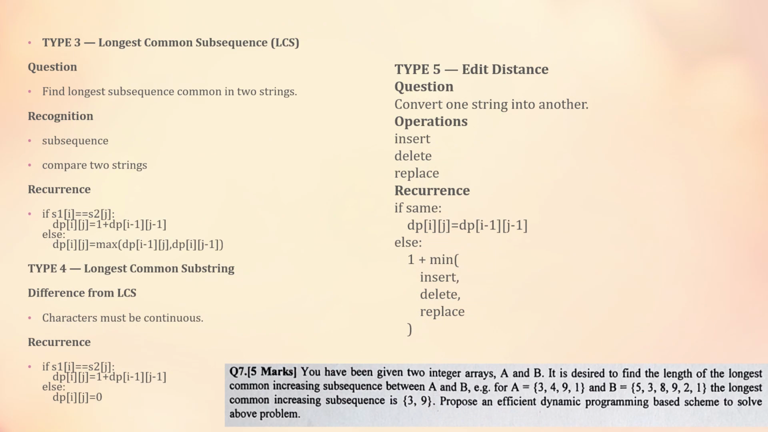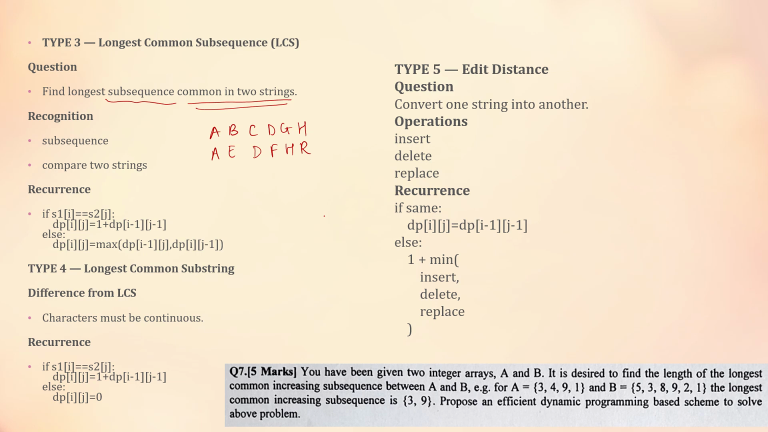Next, type 3 problem, longest common subsequence. In this, you find the longest subsequence common in two strings. Now, in this, we compare two strings. We have to find the longest common subsequence. We'll understand this with the help of an example. Let's say we have a string one that is A, B, C, D, G, H. This is string one. A, E, D, F, H, R. This is the second string.